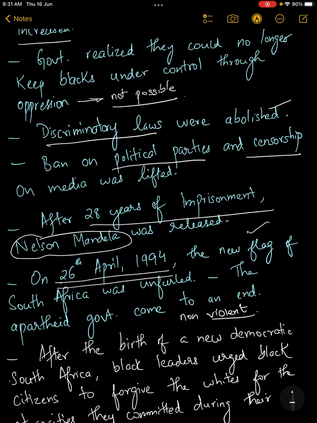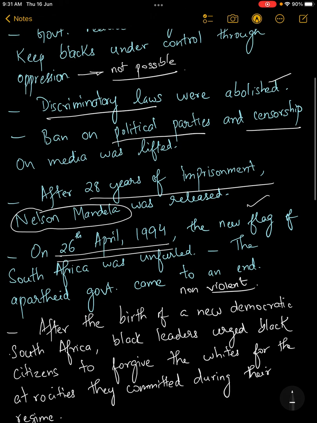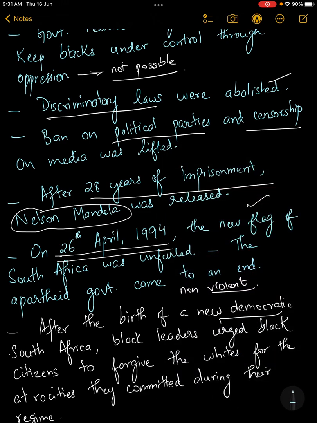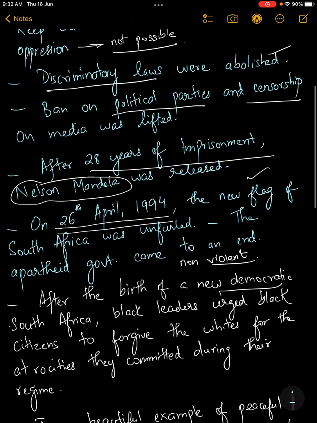To the extent that after the birth of South Africa as a newly formed democracy, black leaders such as Nelson Mandela urged their fellow citizens to forgive the whites for all the atrocities that they may have committed during the regime. That feeling of universal brotherhood, that feeling of peaceful coexistence that we keep talking about, which is also called fraternity, became an integral value for the South African nation after independence.